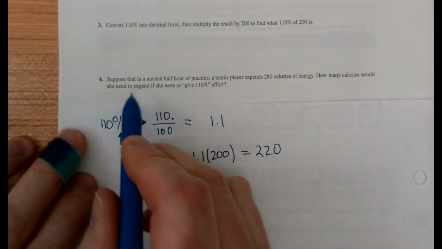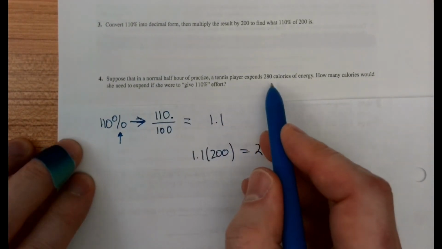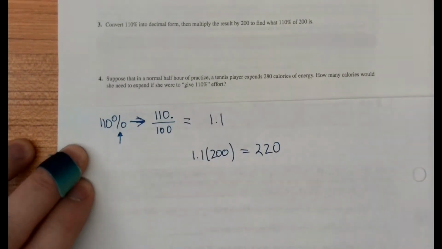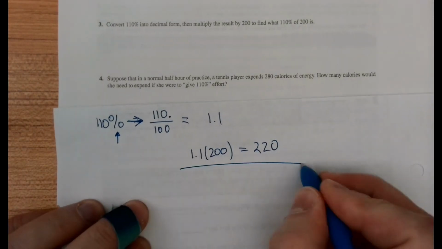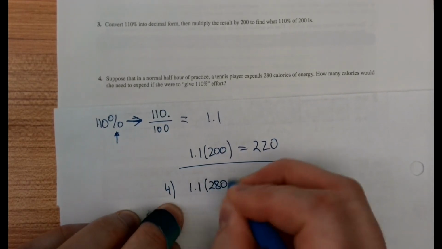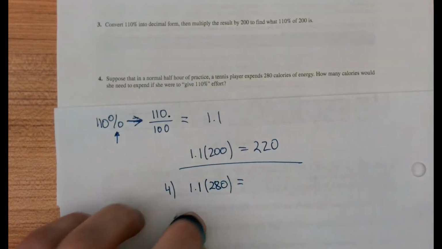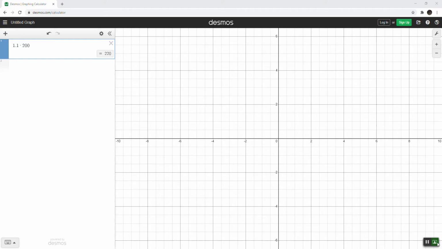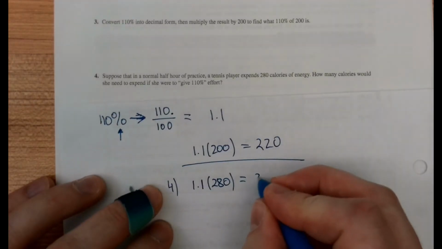Okay, so suppose that in a normal half hour of practice, a tennis player expends 280 calories of energy. How many calories would she need to expend if she were to give 110% effort? Well, we would do the same thing we just did: 1.1 times 280, which gives us what that athlete would be expending at 110%. So again, using decimals, 1.1 times 280 gives us 308. In other words, 308 calories.